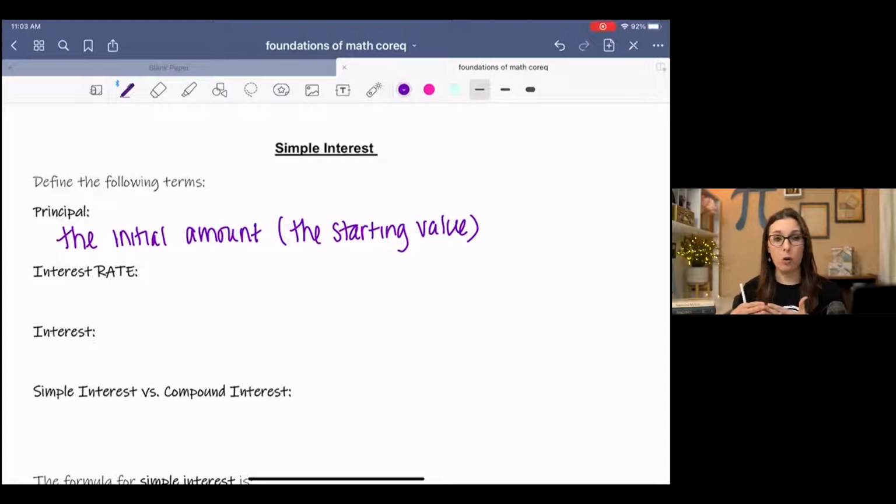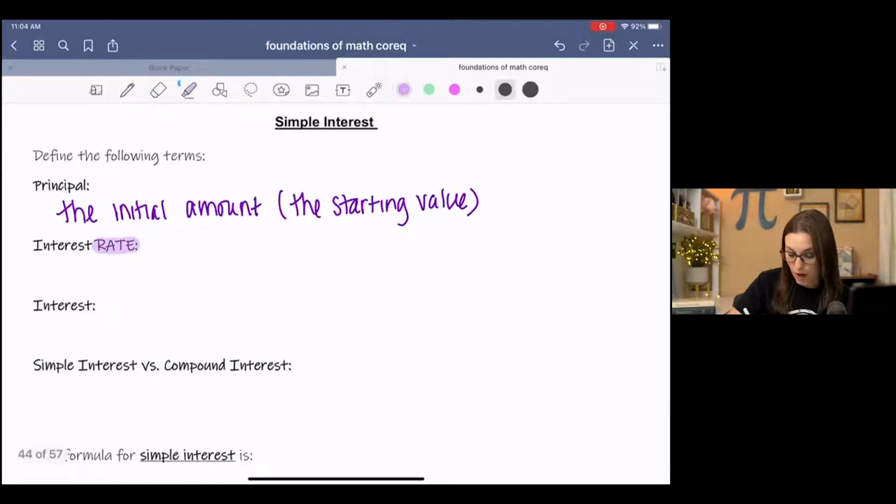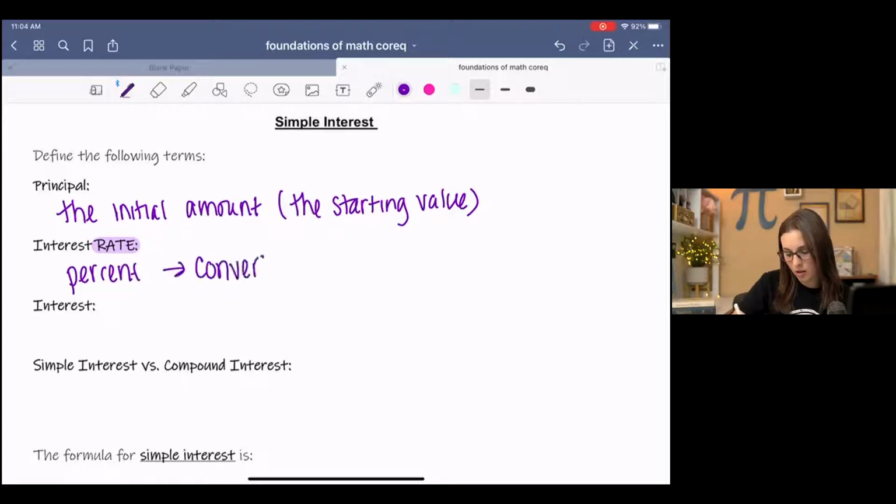And then if you borrow money to pay for the car, then whatever institution you borrowed money from is going to charge you an interest rate on that loan. So they're not just going to lend you money for the sake of lending you money. They're going to make money off of what you borrowed. And this is based on an interest rate. And an interest rate is expressed as a percent, and we will convert that to decimal form in order to solve the problem.